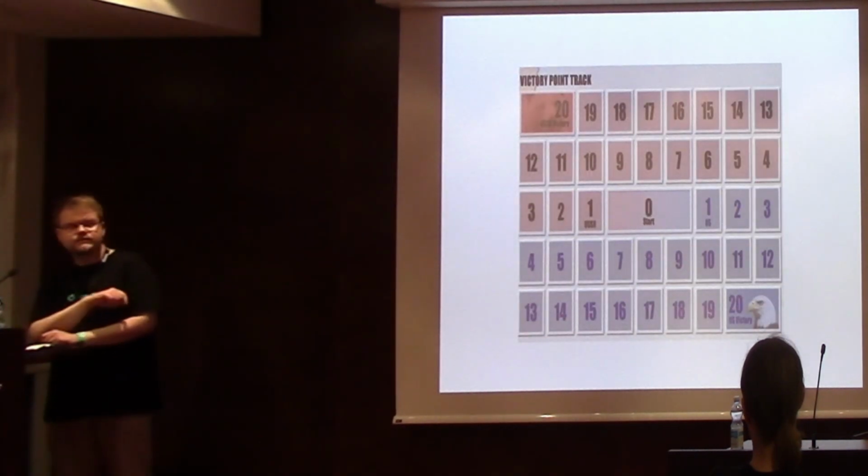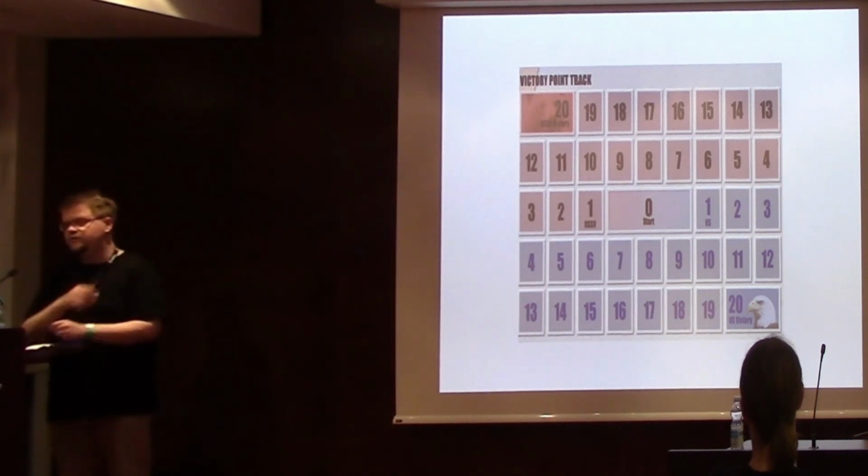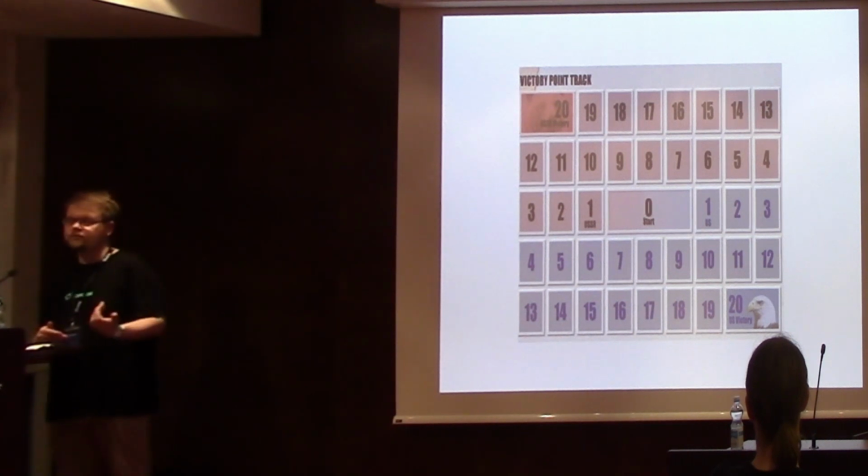Here's a picture of the scoring track. So if the US gets points, then the marker is moved towards their end of the track, and then if the USSR gets points, it's moved to their end of the track. And if the marker goes to either 20 on the USSR side or 20 on the USA side, then that side wins.